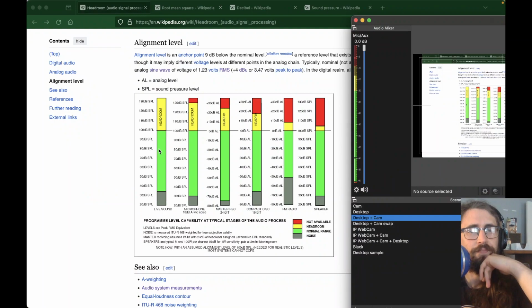So that's sort of my normal level. I don't ever talk louder than 100 dB, but let's say that would be my headroom, between basically 80 and infinity. For live sound, your headroom would be whatever the sound pressure level is at your peak value to infinity. So have fun with that.